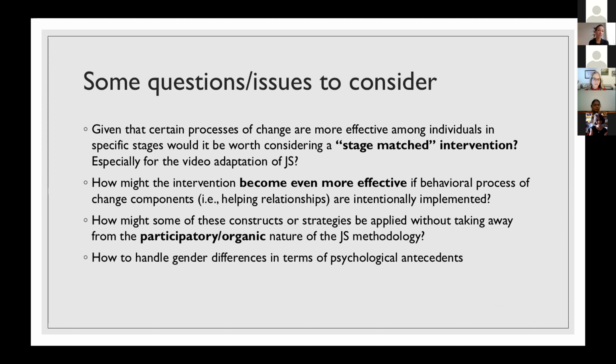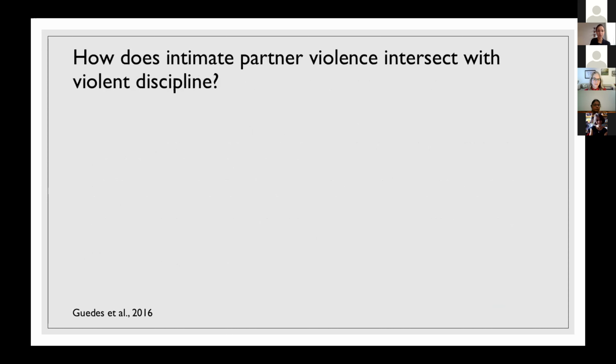And then another question is, how might the intervention become even more effective if behavioral processes of change components, such as helping relationships, are intentionally implemented? And an important question, of course, to not take away from this beautiful methodology that's been developed, is how might some of these constructs or strategies be applied without taking away from the participatory and organic nature of the Jana Sanskriti methodology? And there's also a question that came from my own research, which is how to handle gender differences in terms of psychological antecedents. Men and women have different motivators, and that's something to potentially look at.